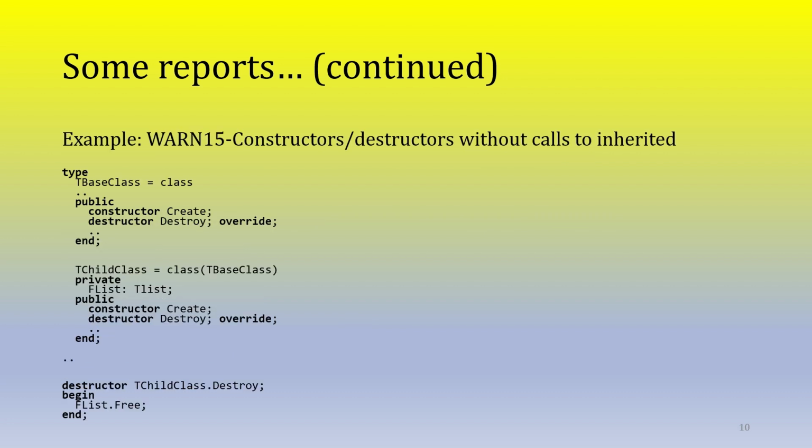In the next example, the destructor in TChild class does not call its inherited destructor. The object will not be destroyed properly, which at least will result in a memory leak. There should be a last line, inherited Destroy, in TChild.Destroy.